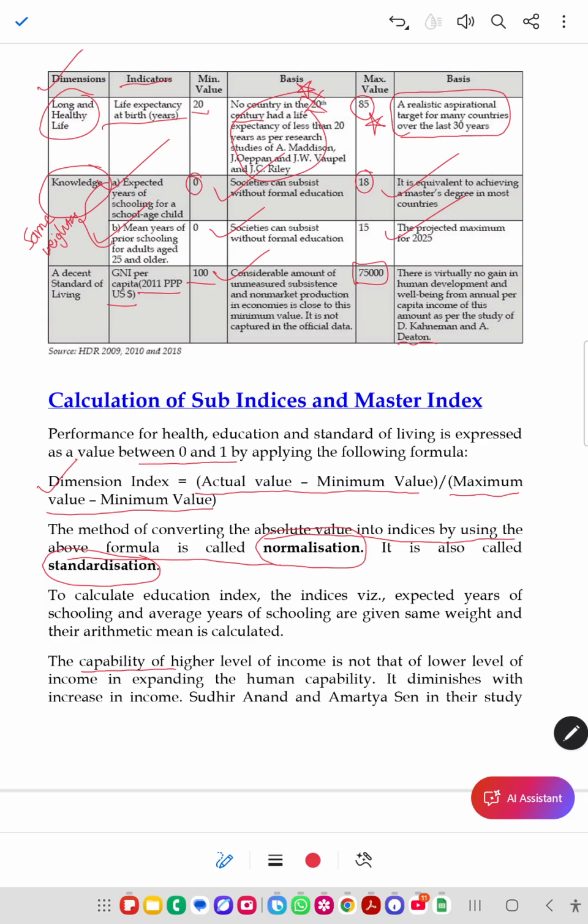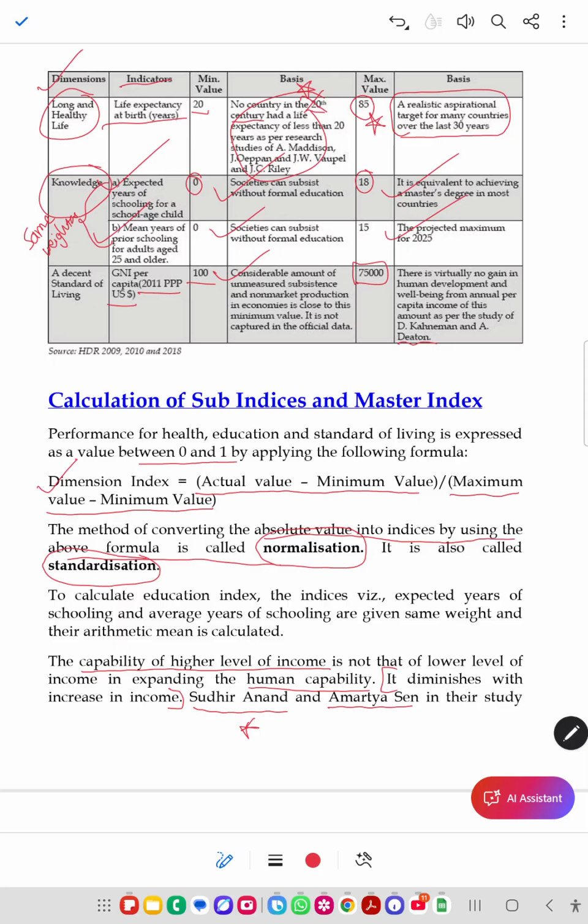The capability of a higher level of income is not the same as that of a lower level of income in expanding human capability. It diminishes with increasing income. Sudhir Anand and Amartya Sen, this is important.